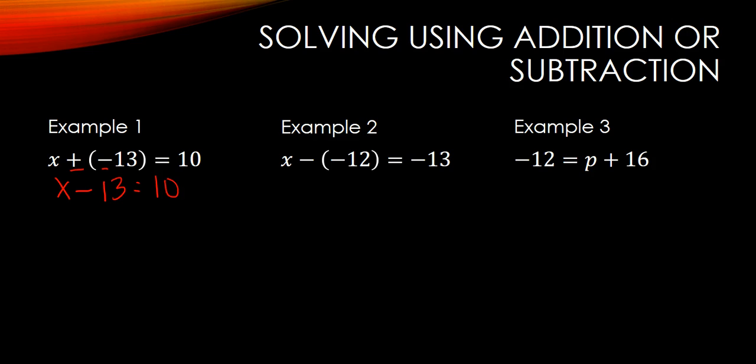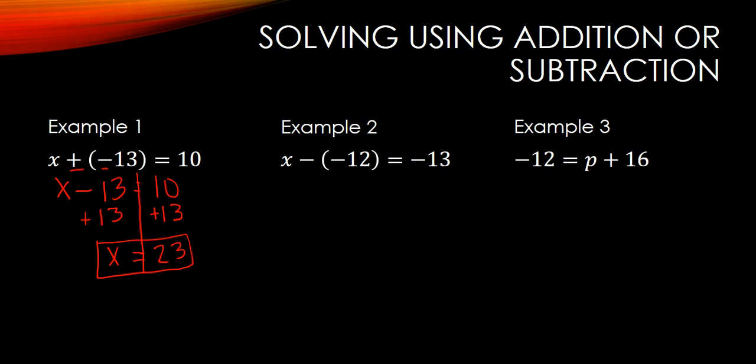So, to get rid of a negative 13 or a minus 13, I need to add 13 positives to that side so that they cancel each other out. Now if I'm going to do that to the left side of my equal sign, I also need to do that to the right side of my equal sign. So again, the negative 13 and positive 13 cancel each other out, and then we just have 10 plus 13 on the right side, which is 23. So x equals 23.